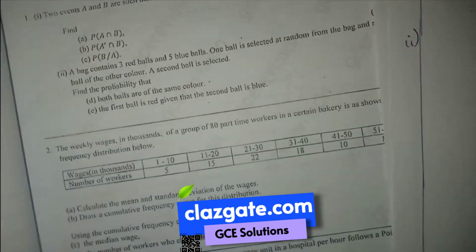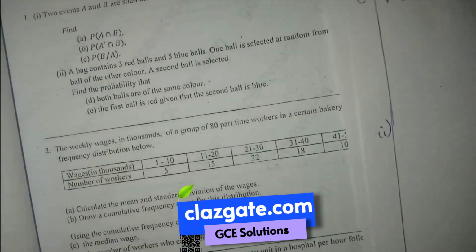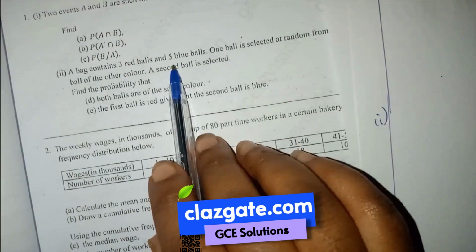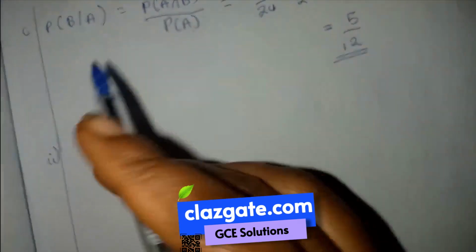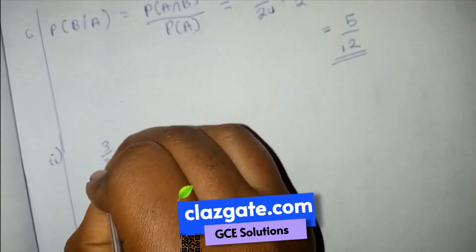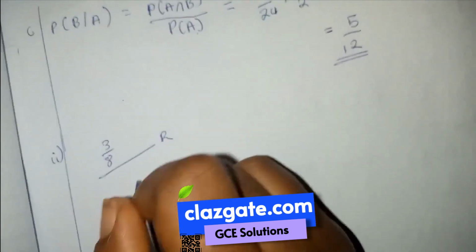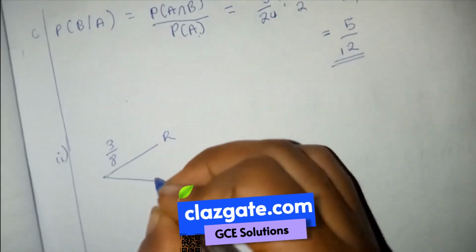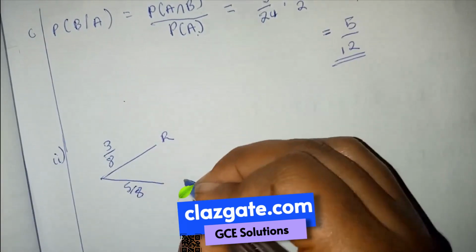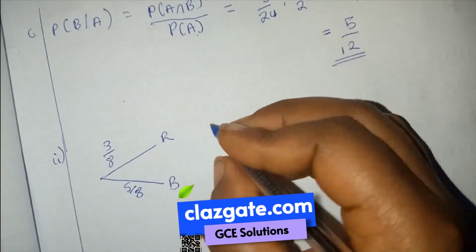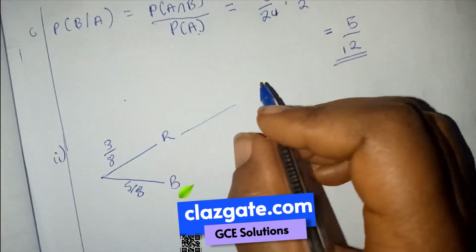Okay, so to draw a probability tree, we know that there are 3 red balls and 5 blue balls. 3 plus 5 is 8. So we have 3 on 8. We have 3 red balls out of 8 balls in the bag, and then we have 5 on 8. That's out of 8 balls, 5 are blue. Then we'll select the first. If you select the first ball, what is left?